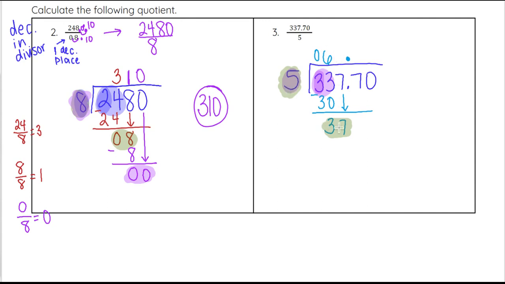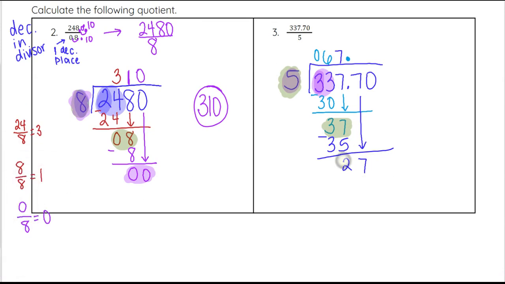So 5 times what gets us as close to 37 as possible without going over. Think through your multiplication facts. We just said 5 times 6 is 30, but 5 times 7 is going to be 35, which is even closer to 37, and we haven't gone over yet. 5 times 8 would put us at 40, which is over that 37. So 7 is going to be that next digit. 7 times 5 is 35, so we put that underneath here, and we subtract. 37 minus 35 is 2, and then we bring that next digit down, which will be a 7.